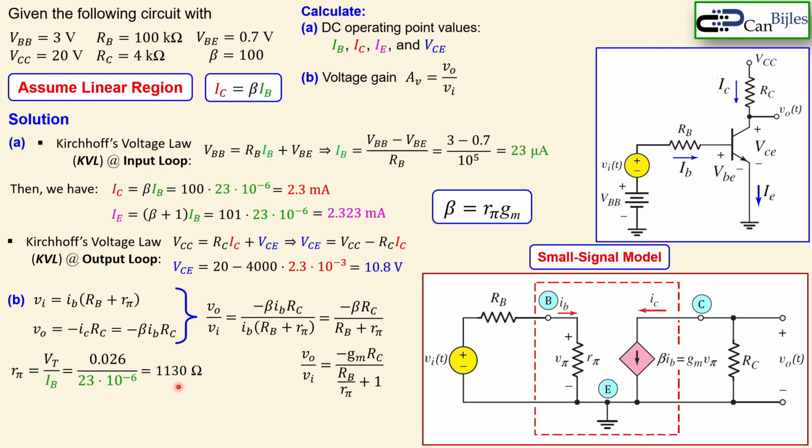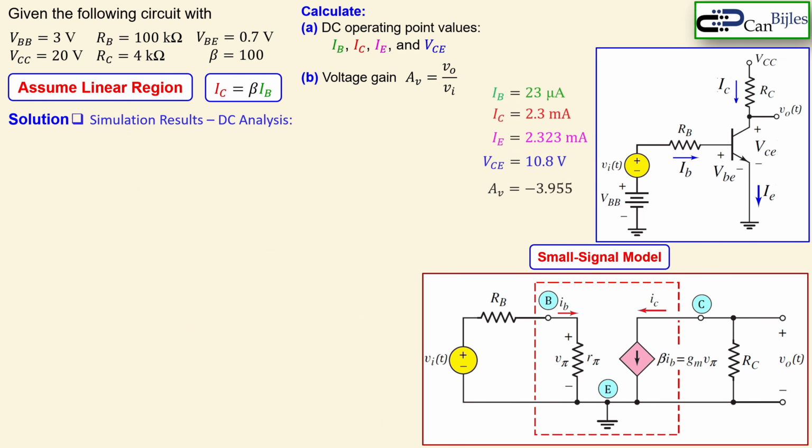Now we have everything to calculate the gain. We can say AV, the voltage gain, is VO over VI, which is this, or that, it doesn't matter. This one is then minus 100 times 4000 over 10 to the power 5 plus 1130. That will give us minus 3.955, almost minus 4. Okay, that's the gain. And we also have the DC values in question A. Okay, let's collect them together.